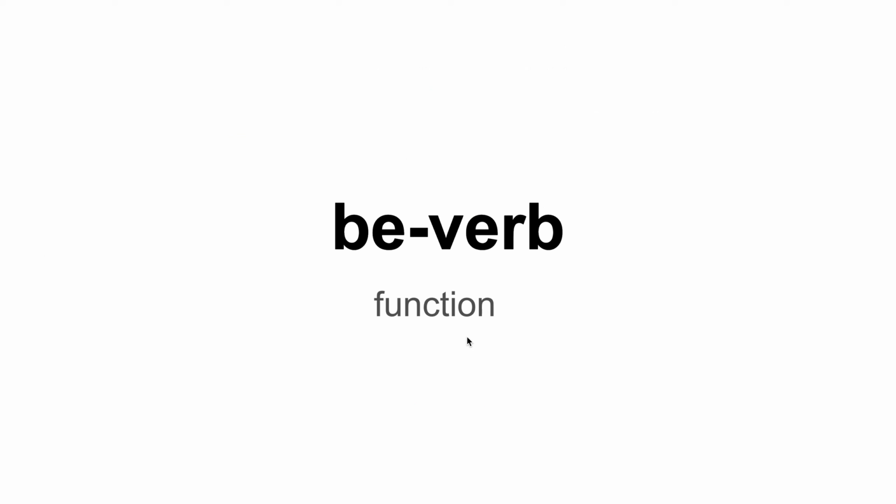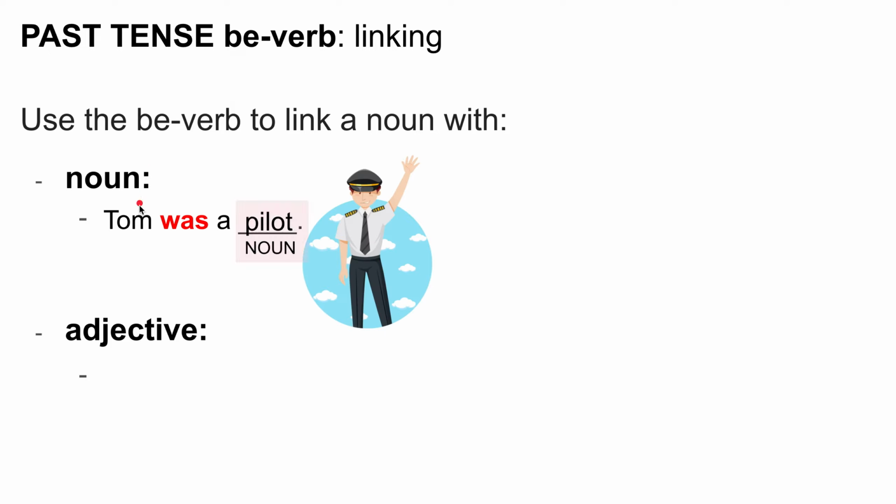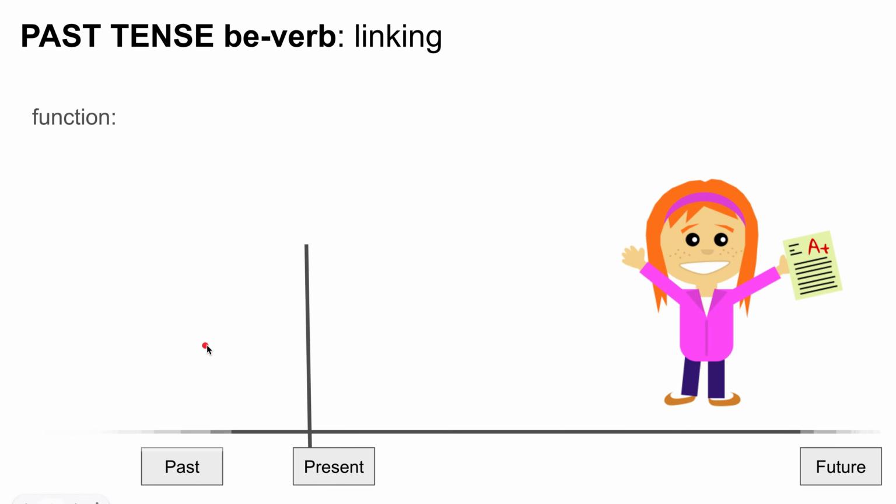Okay, now let's look at the function of the be verb. It's linking. We use the be verb to link a noun with a noun: Tom was a pilot. And with an adjective: She was free. Let's look at this more. Remember that we are looking at the be verb in the past tense with was, were.